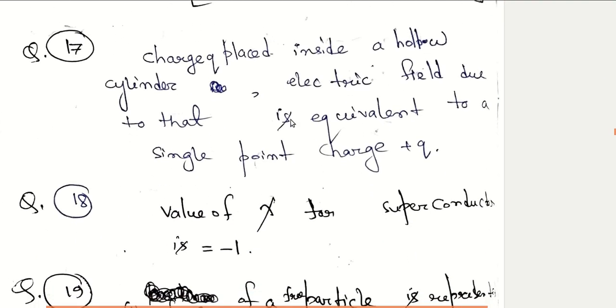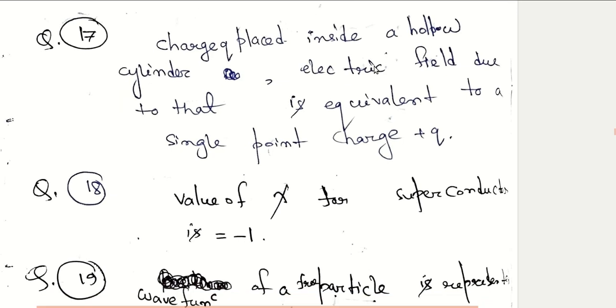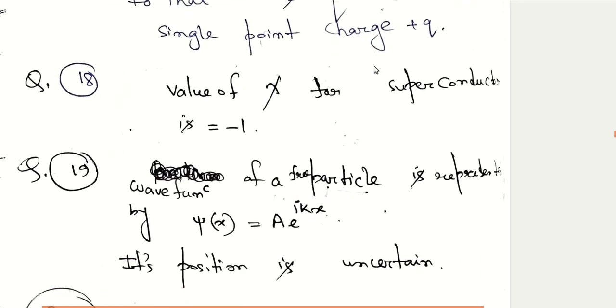Now it was given that a charge q is placed inside a hollow, not cylinder, this will be sphere. So a charge q is placed inside a hollow sphere, and you need to find the electric field outside. So it will be same as the point charge, right? That is what we need to write.